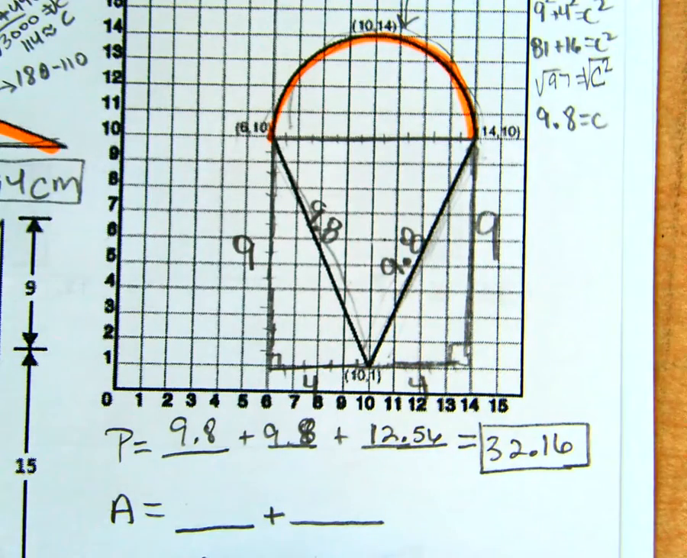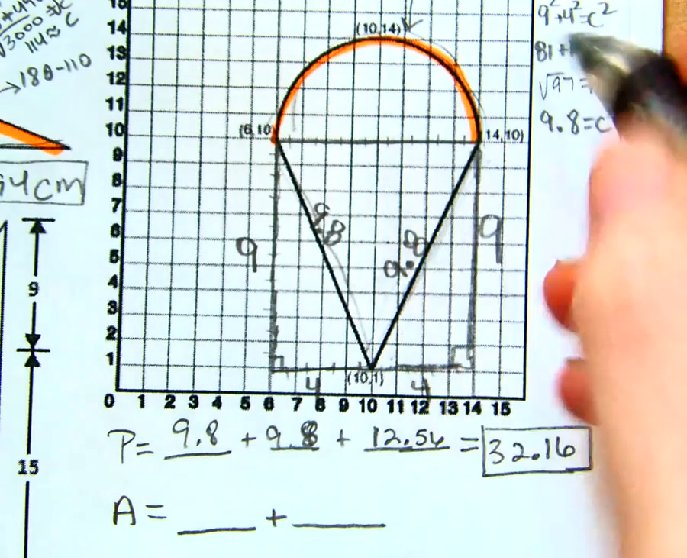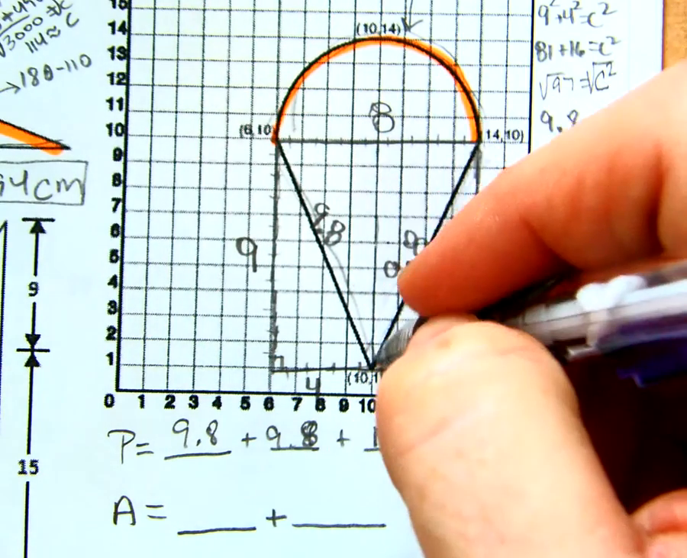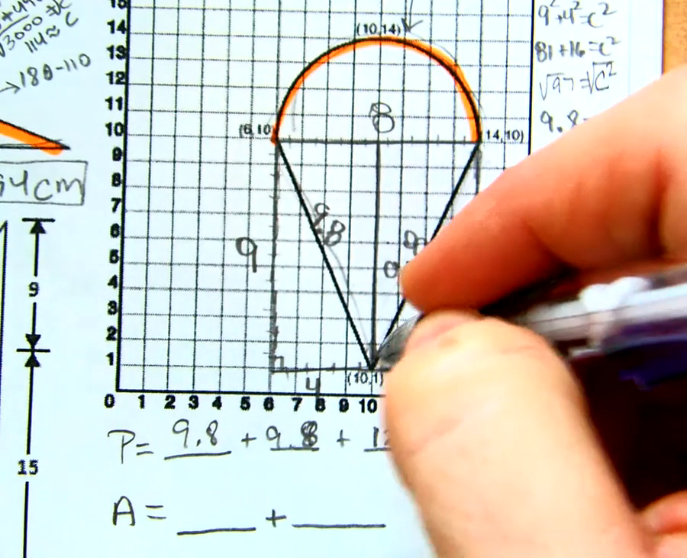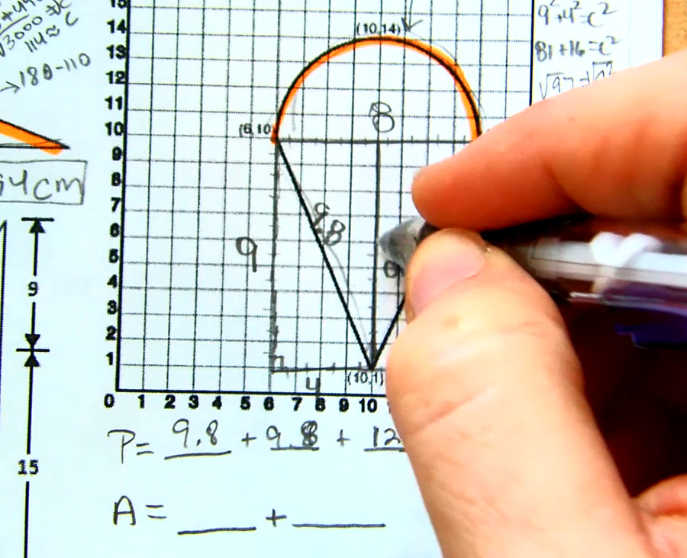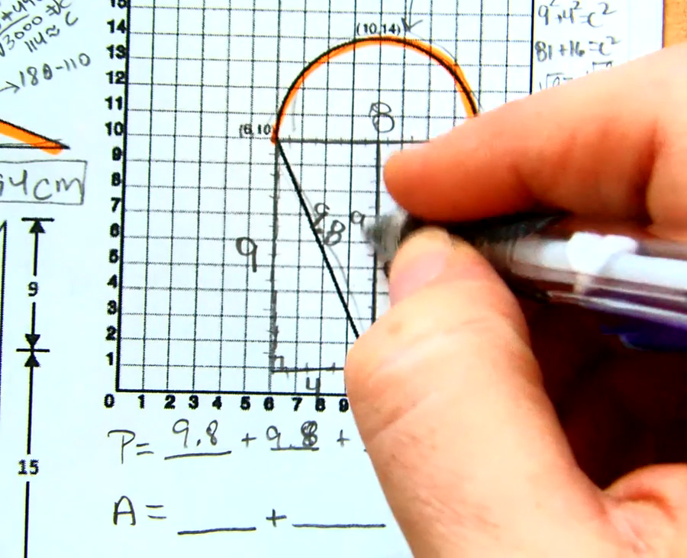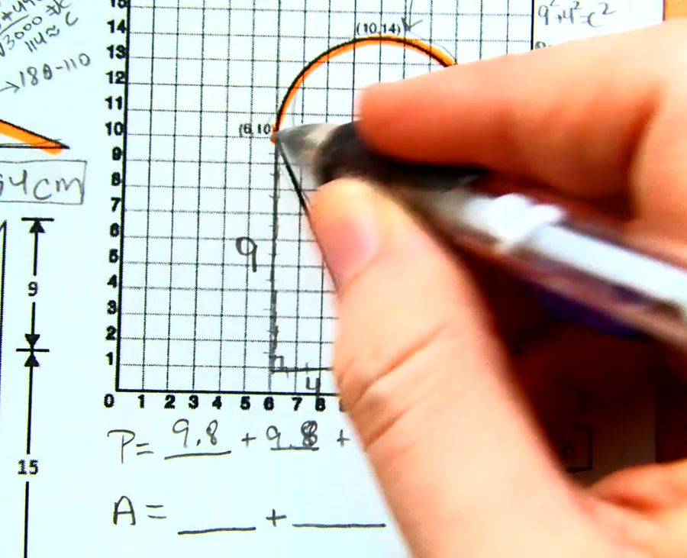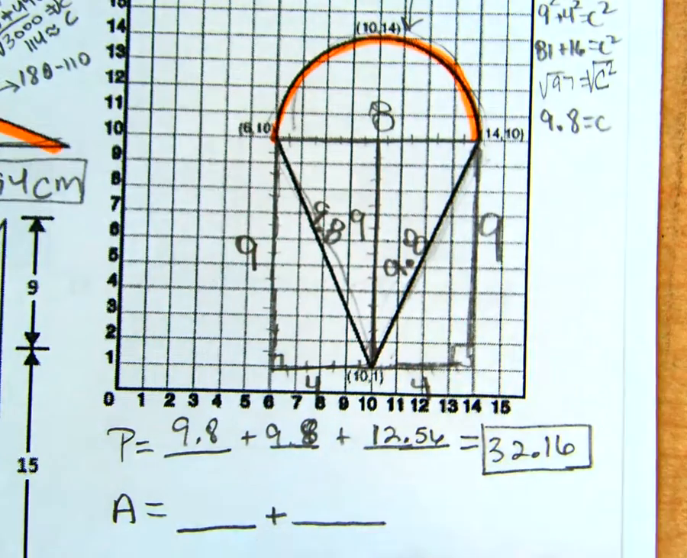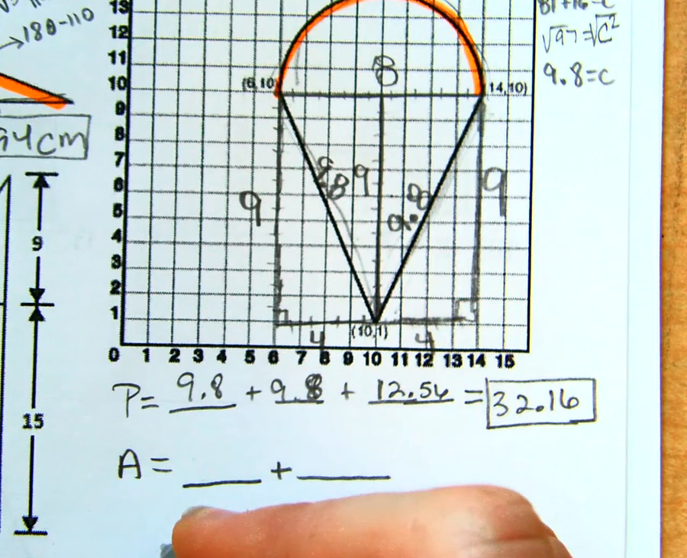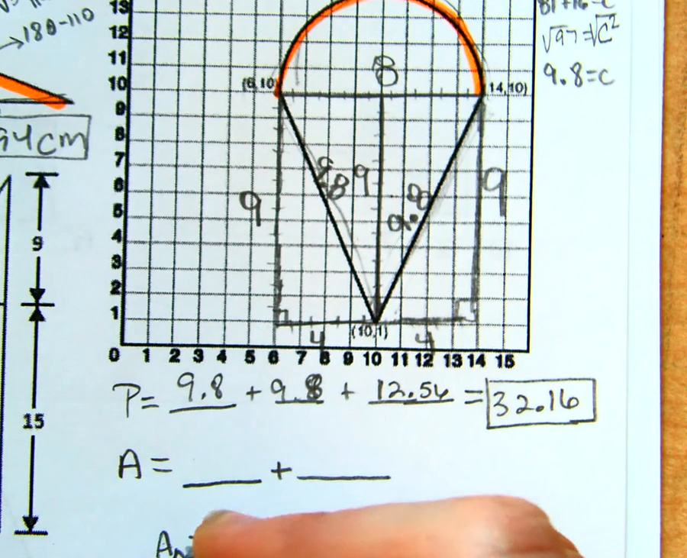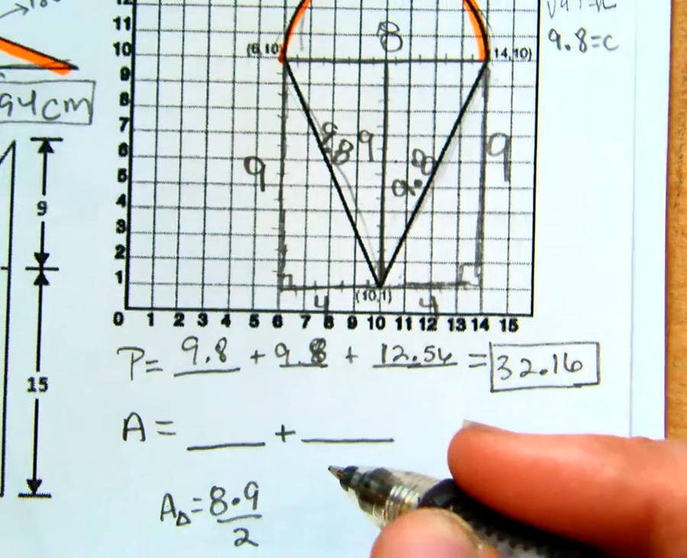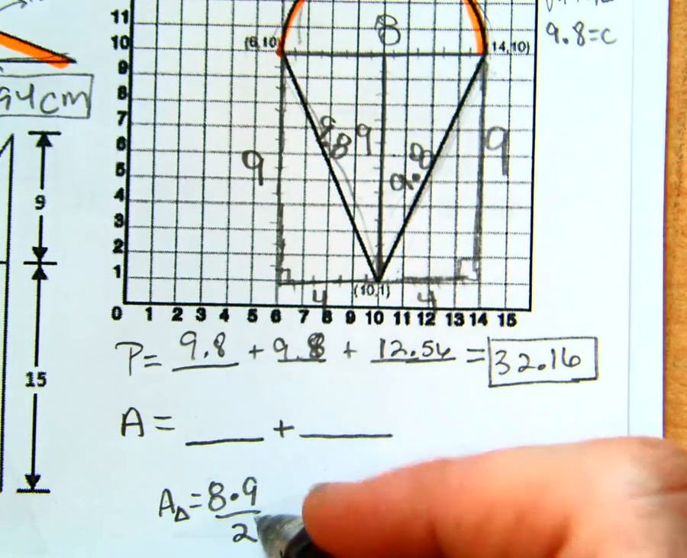So if I want to find the area of this triangle, then I need base, which we already found was 8, times height. So I do need to count the height of this triangle. It's 1, 2, 3, 4, 5, 6, 7, 8, 9. And my base of my triangle is 8. And so the area of the triangle is going to be base times height divided by 2, which is 36.